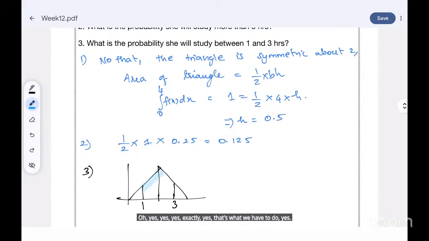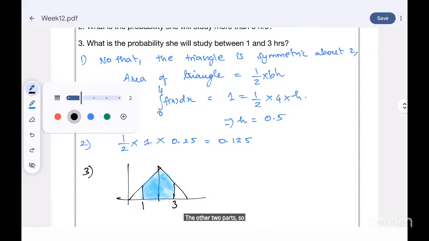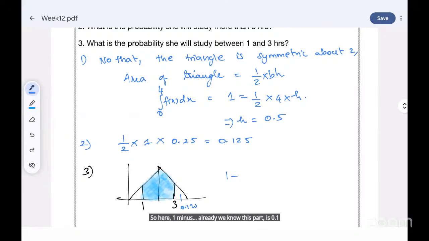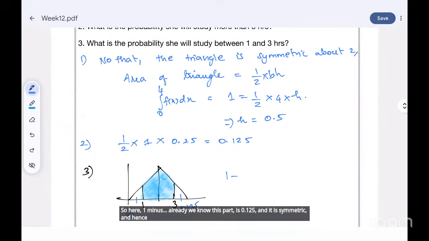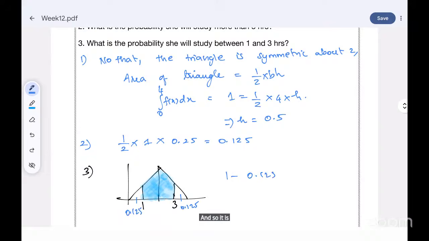So for finding this part, we already know the area of the other two parts. So what we can do is 1 minus, already we know this part is 0.125 and it is symmetric, and hence this is also 0.125. So it is 1 minus 0.125 minus 0.125, which is 0.75.